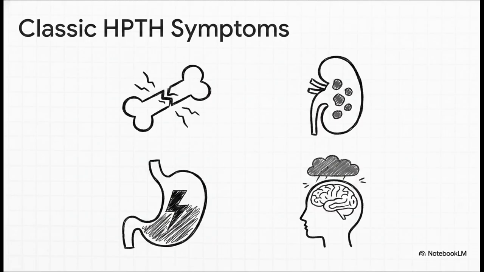We're talking osteitis fibrosa cystica causing bone pain and brown tumors, calcium oxalate kidney stones, severe abdominal pain from peptic ulcers or pancreatitis, and systemic neurological symptoms that can range from general weakness all the way to severe depression and psychosis.